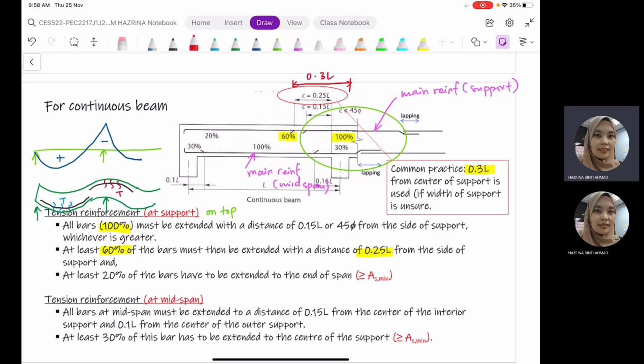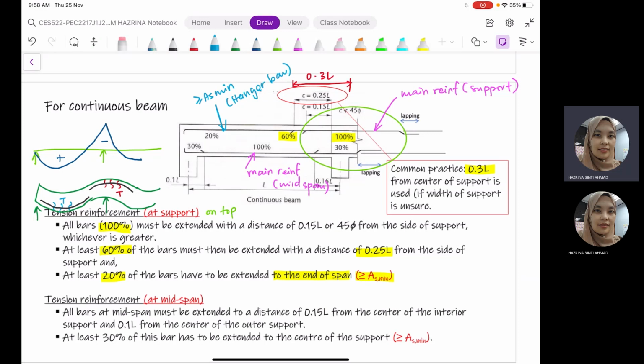Then at least 20% of the bars have to be extended to the end of the span. Since we also have to provide the hanger bars for our beam, we are going to extend at least 20% of the reinforcement bar to the end of the span. And the reinforcement that we will be providing has to be more than or equal to As minimum. So this will basically be the hanger bar for our beam, which is for the midspan.